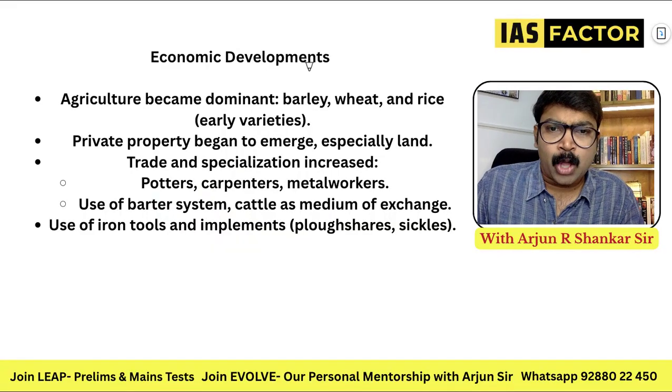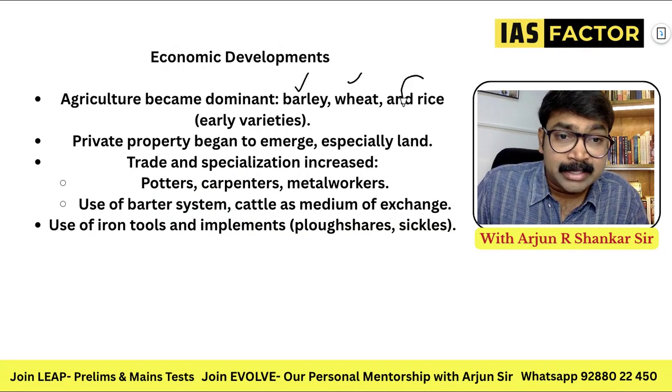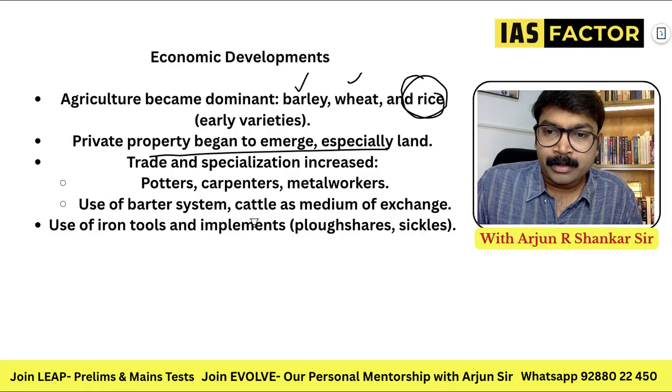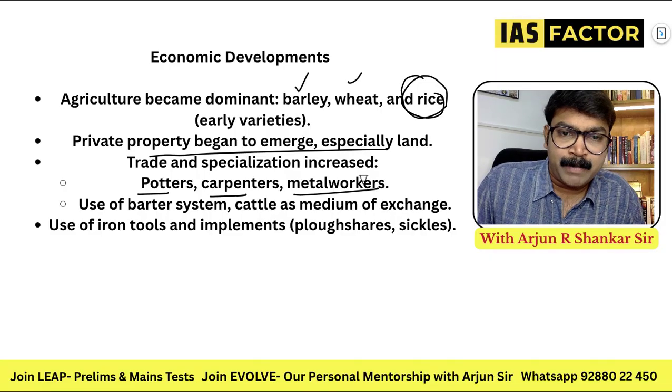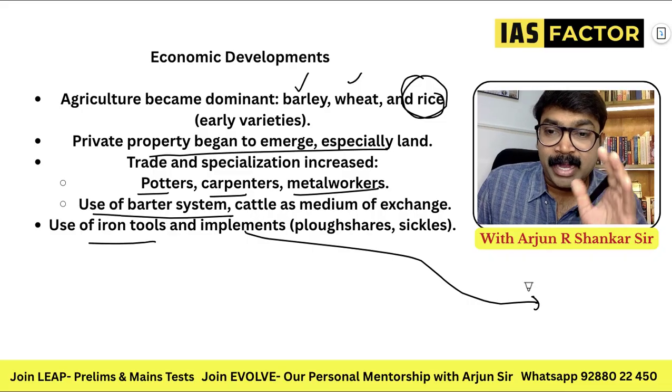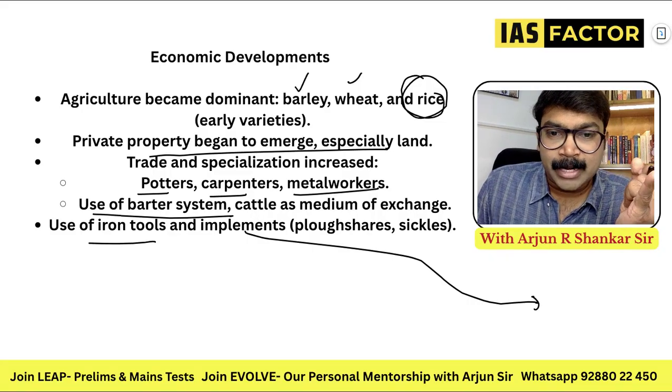So agriculture became dominant. Barley, wheat and rice started to be used. Private property began to emerge. Potters, carpenters, metal workers, barter system, use of iron tools and implements, everything is the economic development of the later Vedic period. Barter system was there.